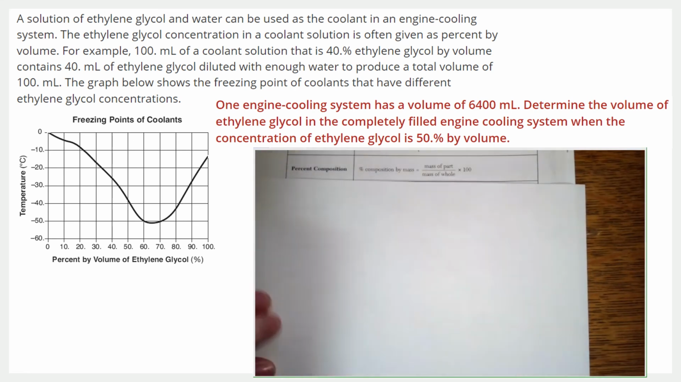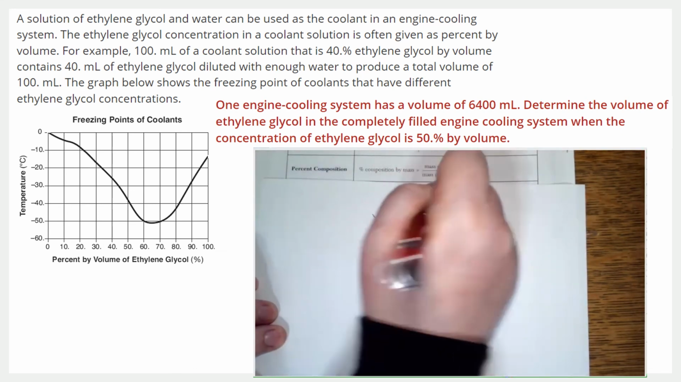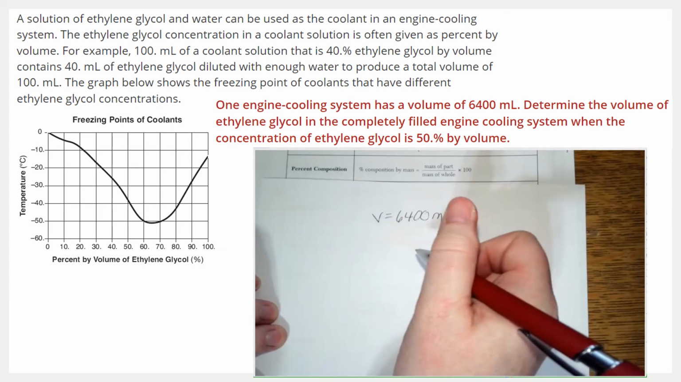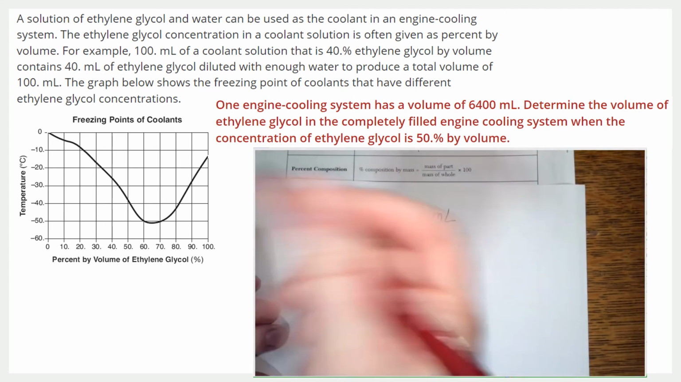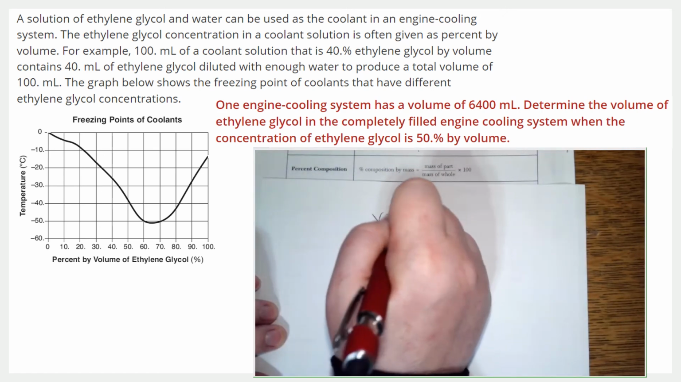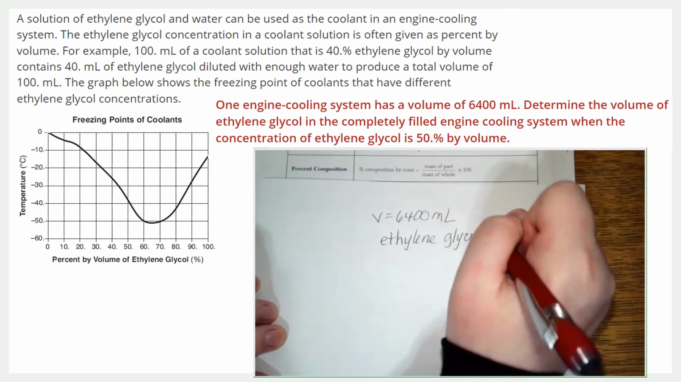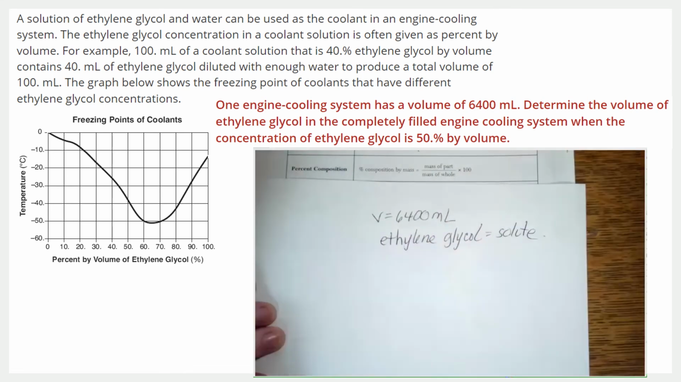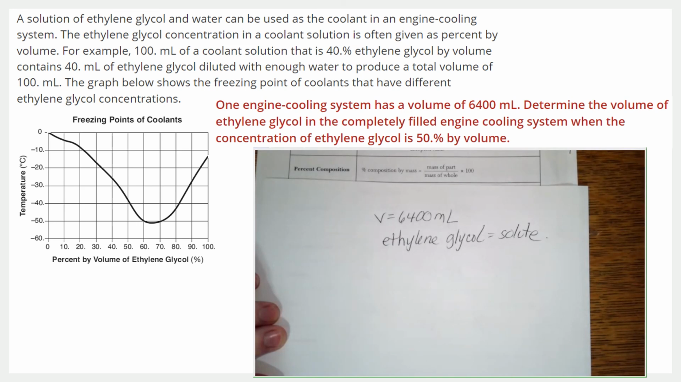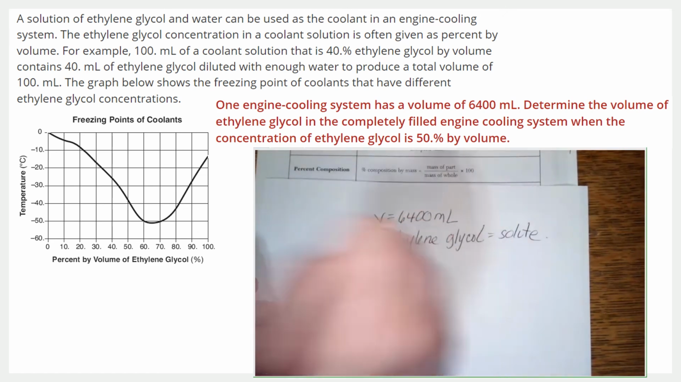Okay, again, a whole lot of reading, so let's just go to the question. One engine cooling system has a volume of 6,400 milliliters. Determine the volume of ethylene glycol. So I'm talking about antifreeze. Ethylene glycol is the solute, in the completely filled engine cooling system, when the concentration of ethylene glycol is 50% by volume.